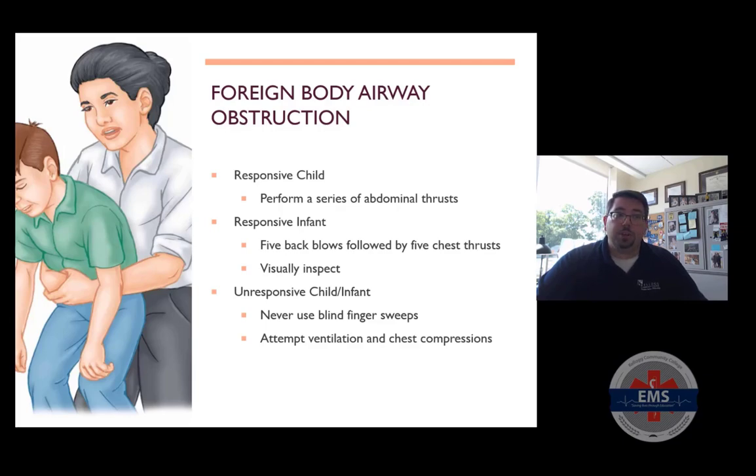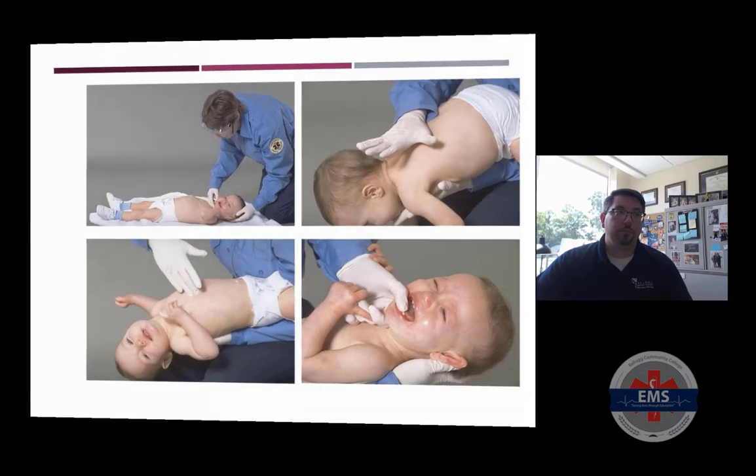In an unresponsive child, we know that we're never going to use a blind finger sweep. We attempt ventilations and chest compressions, regularly assessing to see if the foreign body airway obstruction has been removed. The best way to know when to go from back blows and chest thrusts to just cardiopulmonary resuscitation is when the child becomes limp. When the child becomes limp, it's important for us to move right into cardiopulmonary resuscitation.